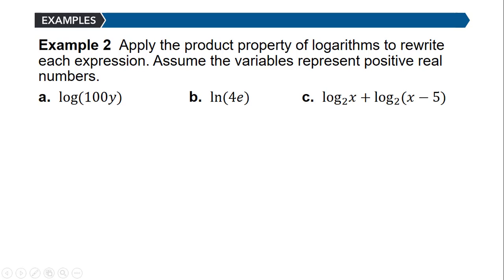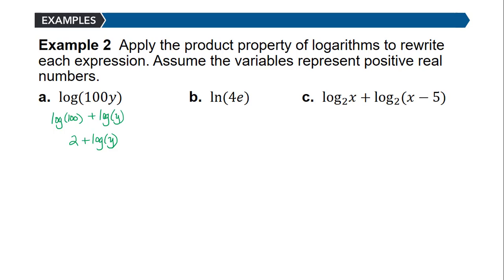So now we're going to have an example where we apply the product property of logarithms to rewrite some expressions. And we will want to assume that the variables represent positive real numbers so that our logarithms are defined. The first example is log of 100y. So I would notice that the argument is a product. So based on the product property, I can rewrite this as log of 100 plus log of y. Right? The log of a product is the sum of the logs of those factors. Well, log of 100 is 2 plus log of y. We just keep it.